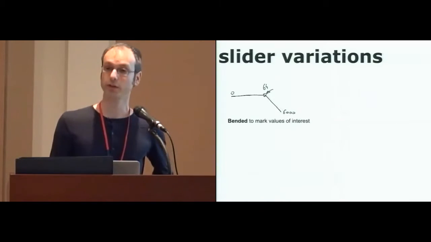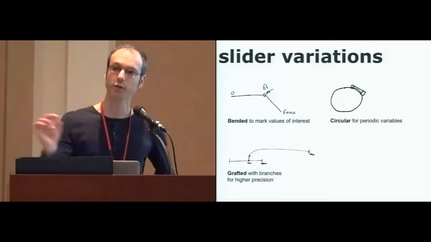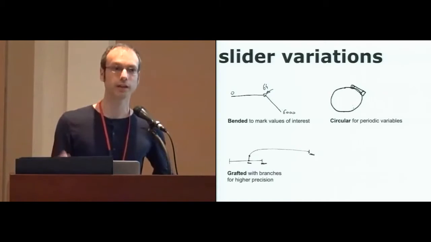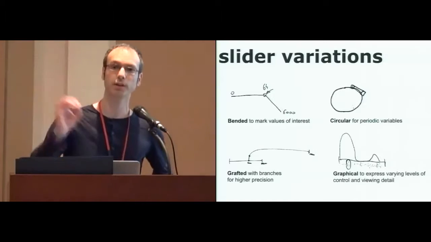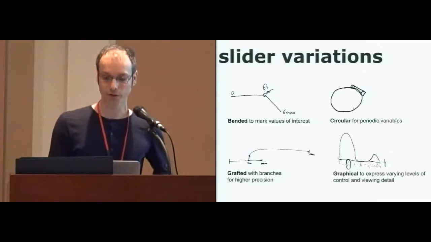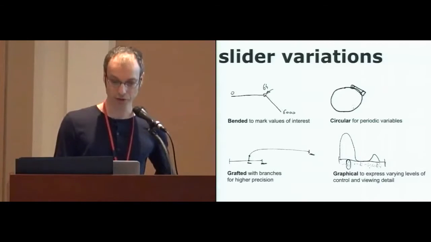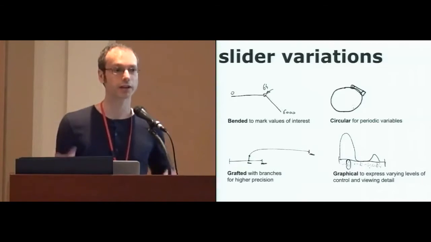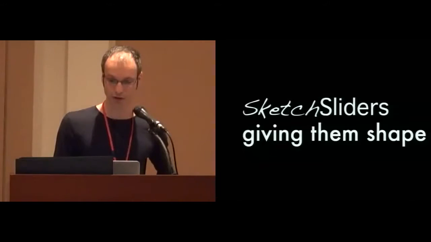For example, what you see here is a bending slider, where you have a corner to bookmark a particular value. This is a circular slider for periodic variables. Here we graft a branch onto the slider to have higher precision and granularity. We can also use a graphical shape to express a function in order to control the viewing detail on our plots. Let's see how we have integrated these different forms of slider into our design.